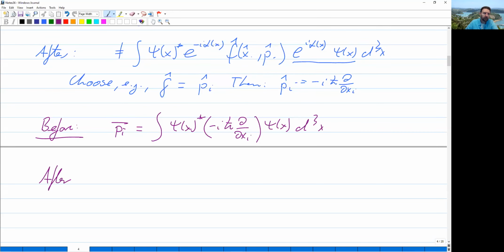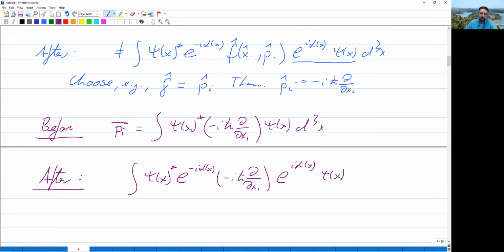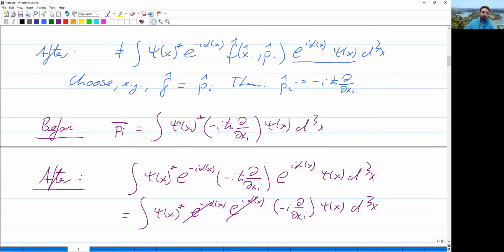All right. But afterwards, after gauging, what do we get? We get that we have the integral psi of x star e to the power minus i alpha of x, and then minus i h bar d by dx i, so far so good, e^{i alpha of x} psi of x d3x, which is equal to the integral psi of x star e minus i alpha of x. And then it's, by the product rule, the sum of two terms on the right. One term is the one that we want, where the derivative acts on psi. So we have here e^{i alpha of x}, those two guys cancel, and we have minus i h bar d by dx i acting on psi of x, d3x, but we're not done yet.